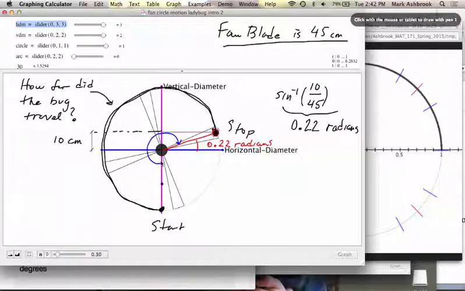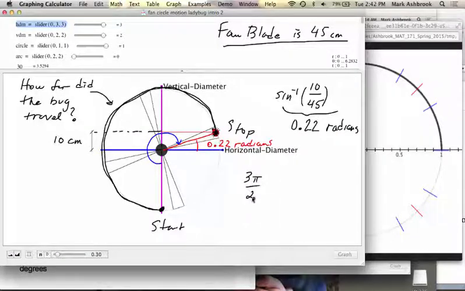So to me, what seems obvious is I want to go all the way 3/4 of a circle and go back 0.22. So I want to go 3 pi over 2, and I want to subtract my 0.22. That seems easiest to me. Anyone else do that? Okay, that seems like the easiest way to do this to me.